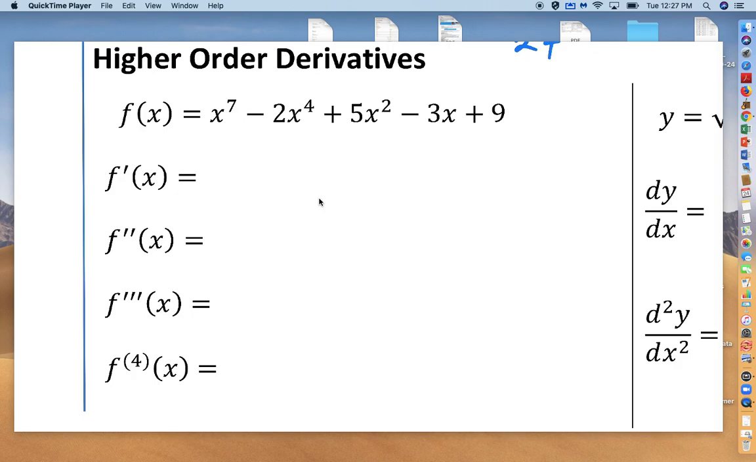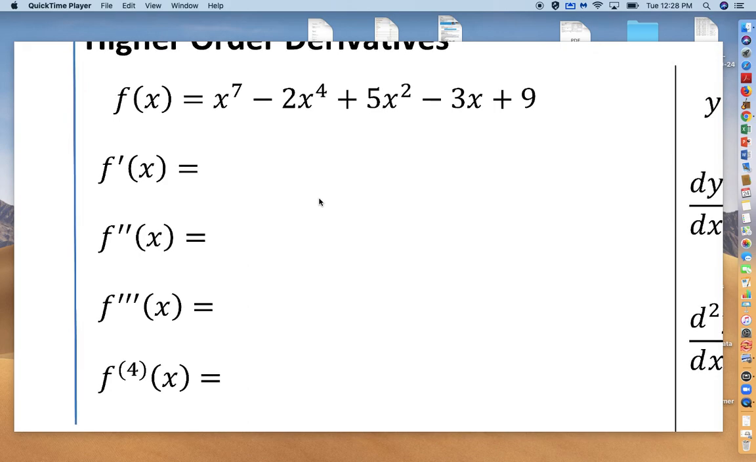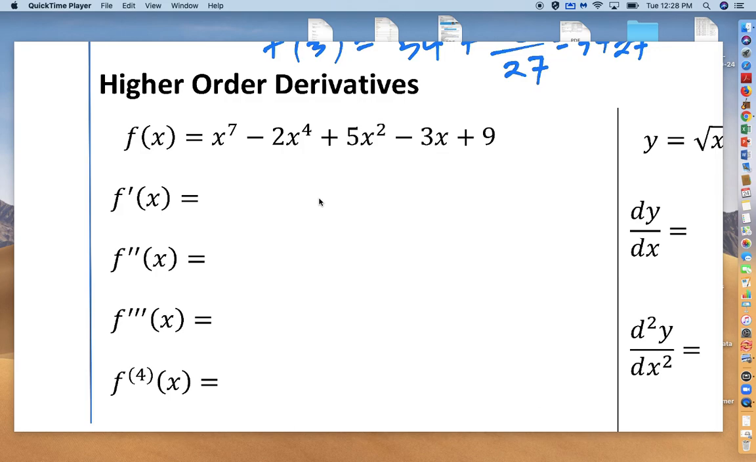Okay, part 3 to 3.1. I know it takes a little while to go through these. It's amazing how long it feels. We do a lot of them. We're going to do higher order derivatives on that 3.1 sheet.